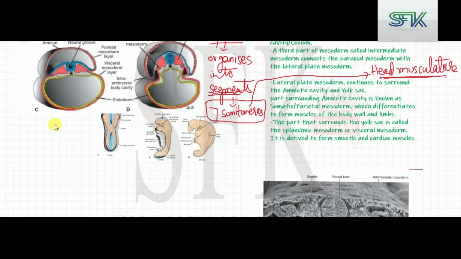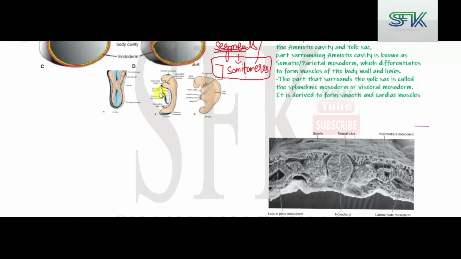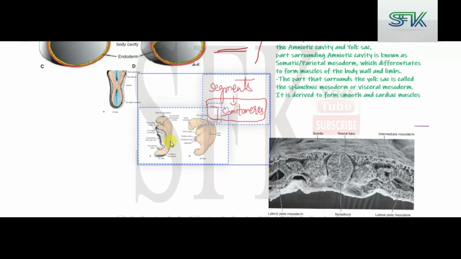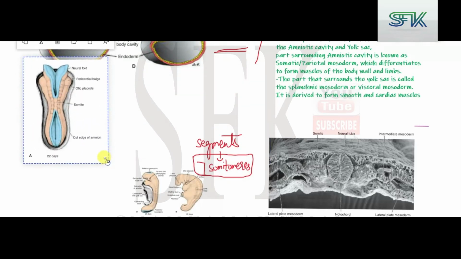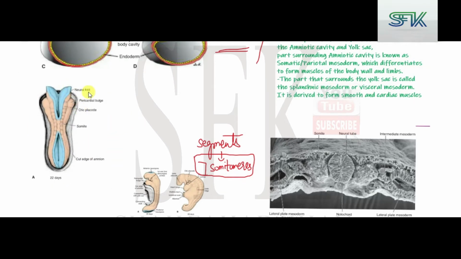And I've taken a few more diagrams from the same book, Langman, and let's look at them. These are very good diagrams, and they'll help us understand the concept. Now, this is the midline of the embryo. This is a 22-day-old embryo, and right next to the midline we have the paraxial mesoderm. This paraxial mesoderm has started organizing itself into segments or blocks. Can you see the blocks over here?